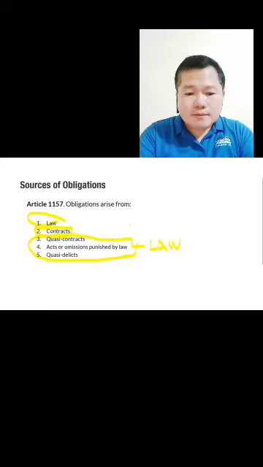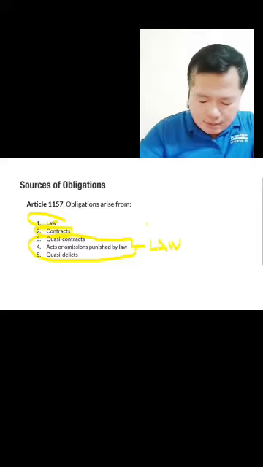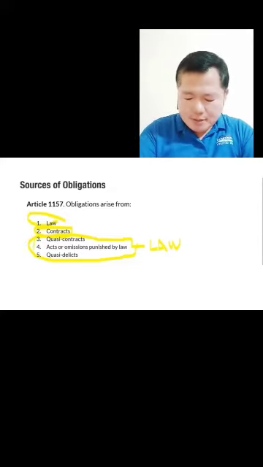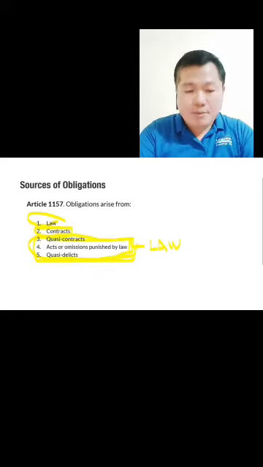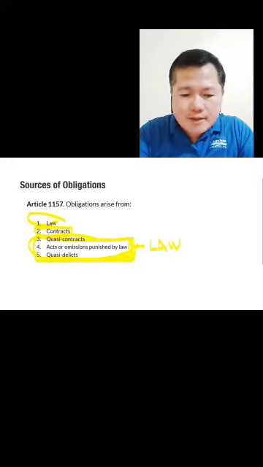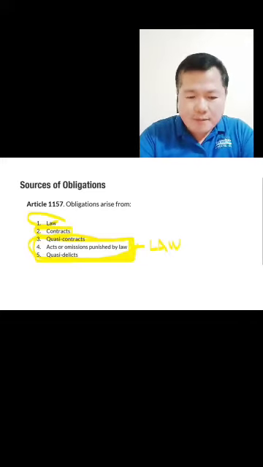I'd like to be clear that these 3, 4, and 5 are still considered under the law because there is a specific provision of our law referring to number 3, number 4, and number 5. So these are still under the law because there are specific provisions under the law about them.